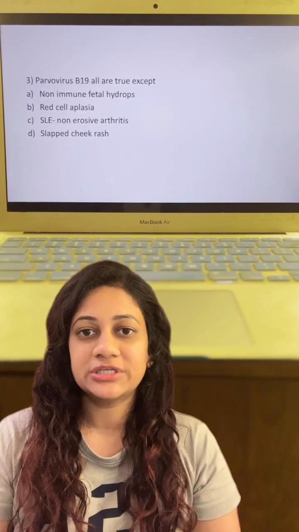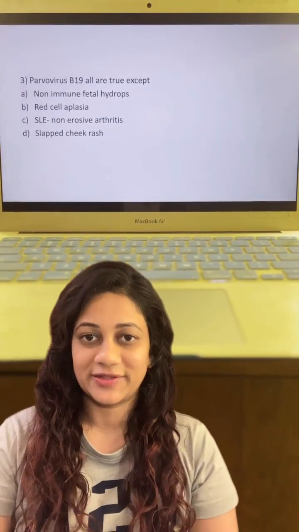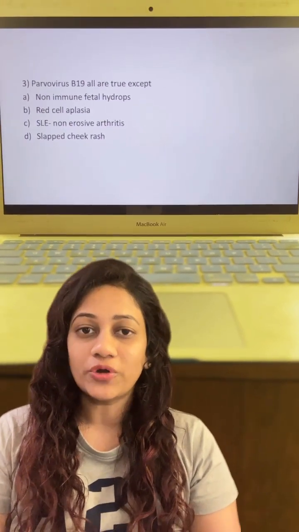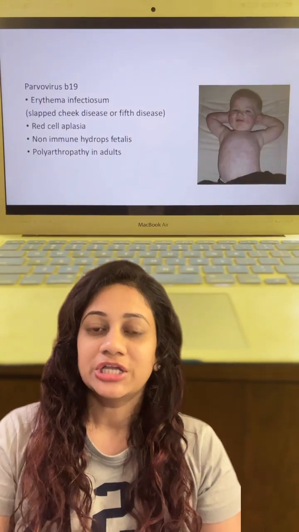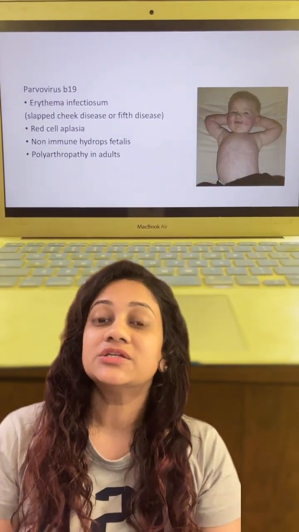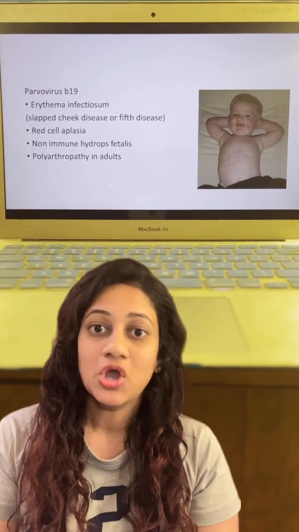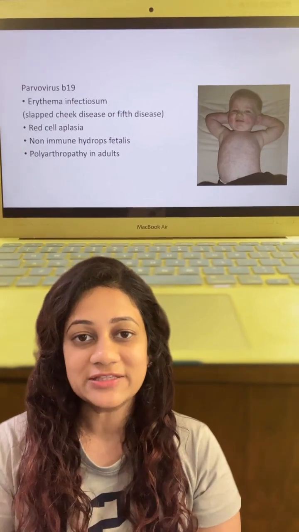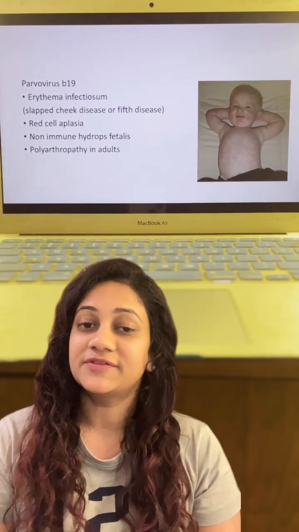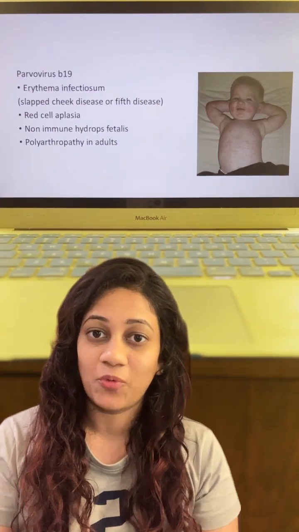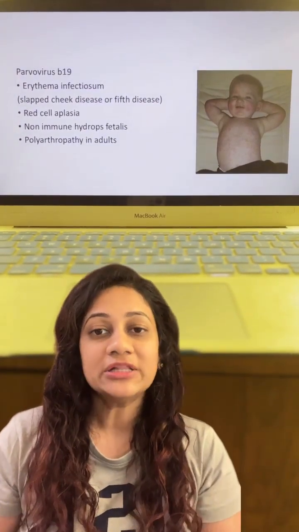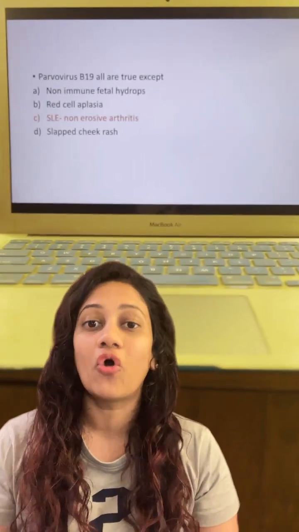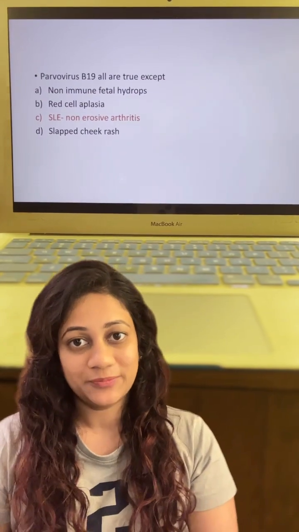Here we have the next question: Parvovirus B19, all are true except. The options are non-immune fetal hydrops, red cell aplasia, SLE, non-erosive arthritis and slapped cheek rash. Now let me tell you something about Parvovirus B19. It causes erythema infectiosum, which is also known as slapped cheek disease, because of the typical rash on the baby's face, or fifth disease, red cell aplasia, non-immune hydrops fetalis and polyarthropathy in adults. So if you know all these facts about Parvo B19, you can easily rule out, in this case, SLE, which is not at all associated with Parvovirus B19.